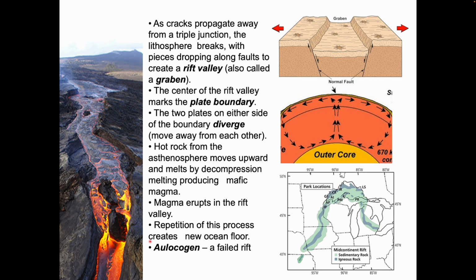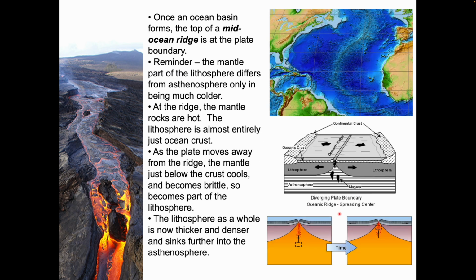There's also a thing called an aulacogen, which is a failed rift. One of those is in the central United States with a bunch of national parks in it. This is called the Mid-Continent Rift, and it represents a time where North America tried to split apart from the middle, but ultimately failed. And we have a great thick stack of mafic rocks running through the center of the North American continent here. Once an ocean basin forms, the top of your mid-ocean ridge is at the plate boundary.